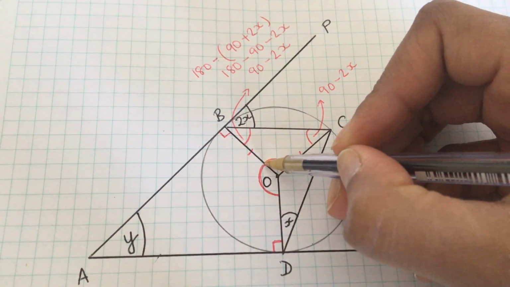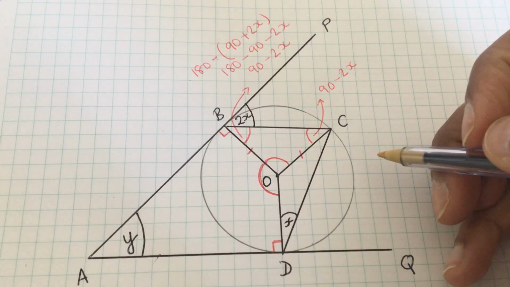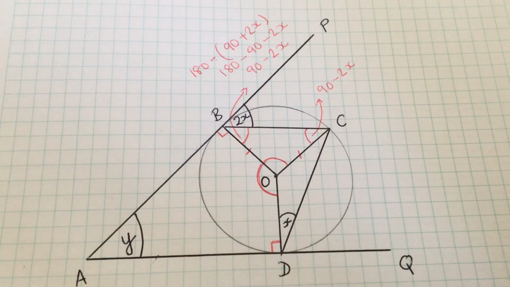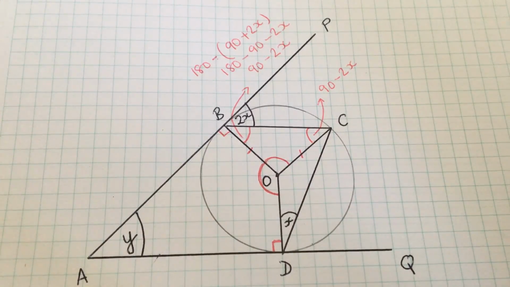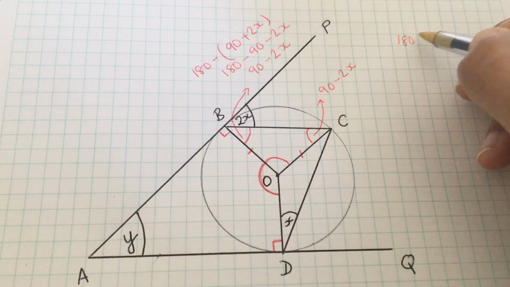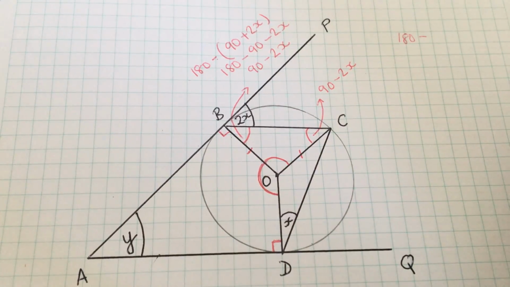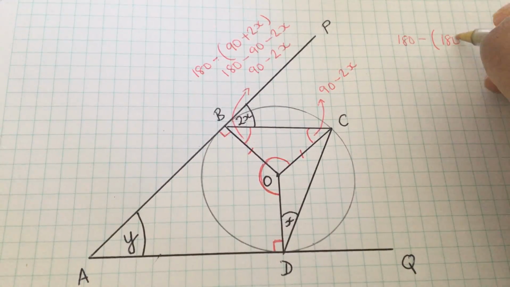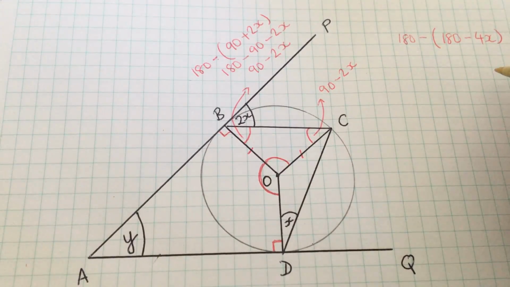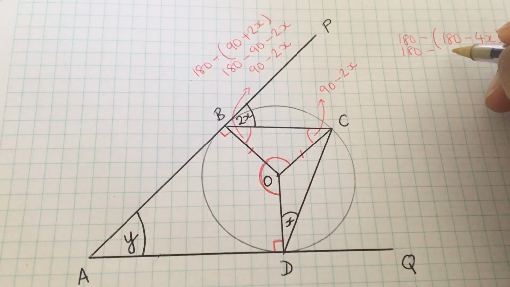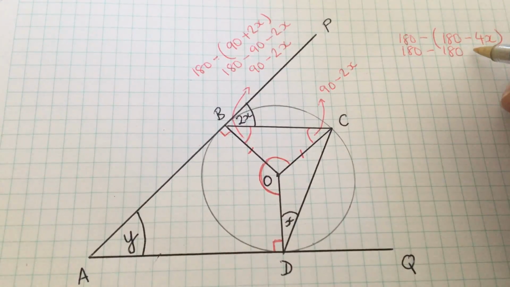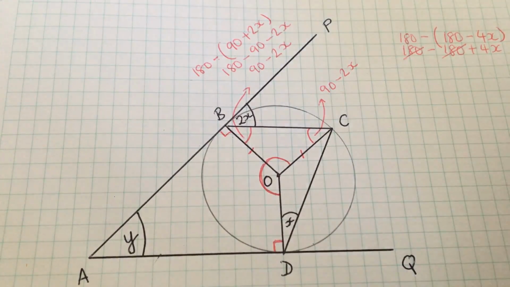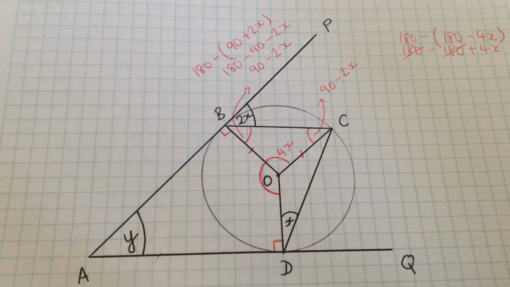What we can do is we can find what this angle is inside the triangle, which is the final angle here. Angles in a triangle add up to 180. We already know two of those angles, so if I do it on the side, 180 take away (90 minus 2x plus 90 minus 2x) is 180 take away (180 minus 4x). If I expand the brackets, everything in the bracket will change its sign. This 180, this negative 180 cancels out. We're left with 4x. So this angle is 4x.